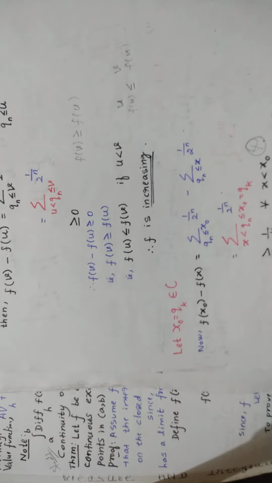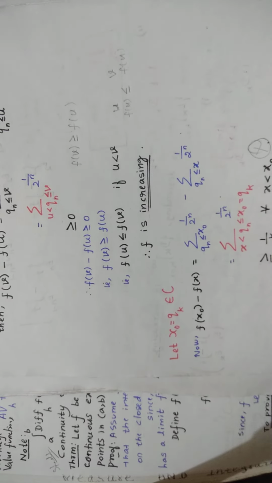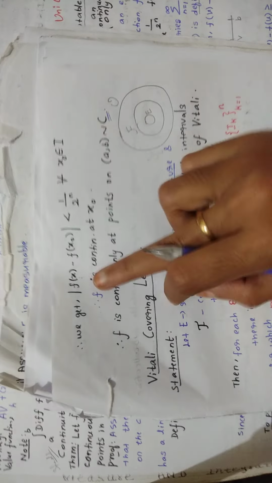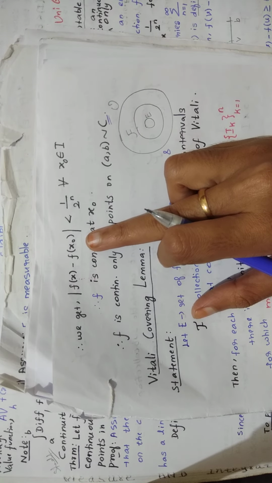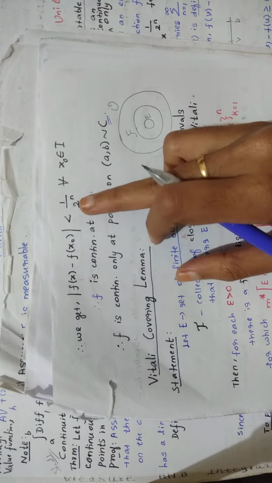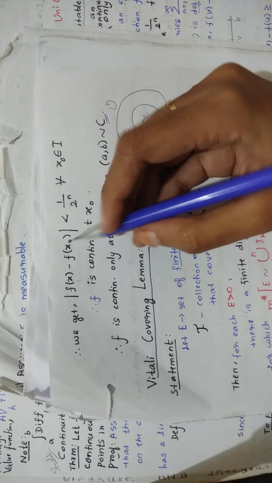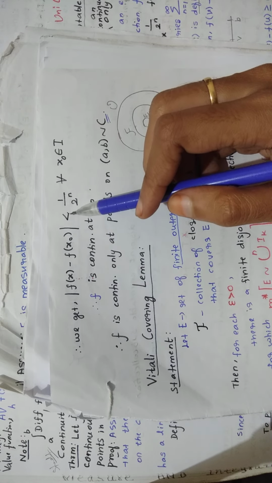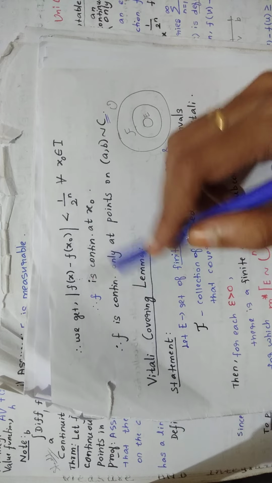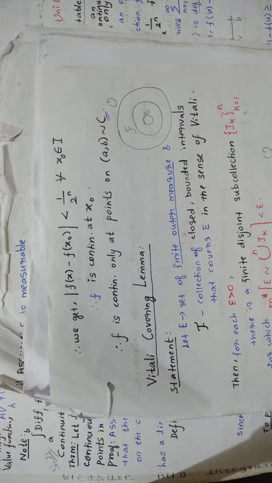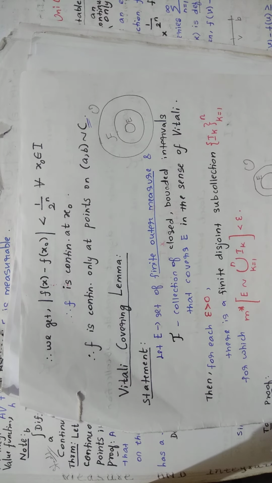So you get f of x minus f of x naught less than 1 by 2 power n. That is, when you find f of x minus f of x naught, you are going to get less than 1 by 2 power n. If you get less than, it holds for all this x naught belonging to I. If you are getting a less than, you can say f is continuous at this x naught. That is what they are saying, f is continuous at x naught. Therefore you have proved what they asked us to prove.